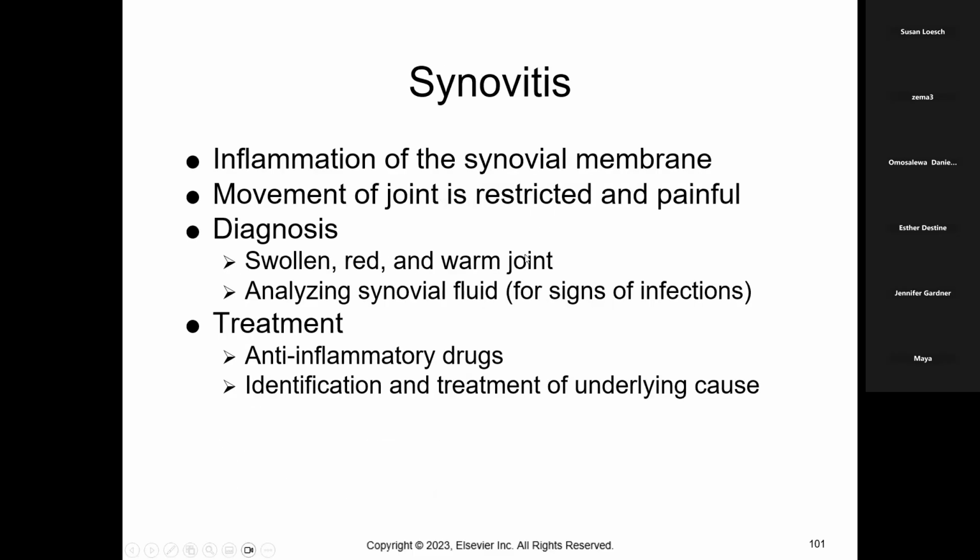And then synovitis, this is where the synovial membrane itself becomes inflamed. The joint movement becomes restricted. It can cause redness, swelling of the joint. And again, they can look at the synovial fluid for infection. Sometimes they'll just take out some of the synovial fluid because it'll build up in the joint and it'll restrict that movement. And then sometimes they have to give things like steroids and stuff to try to reduce it.